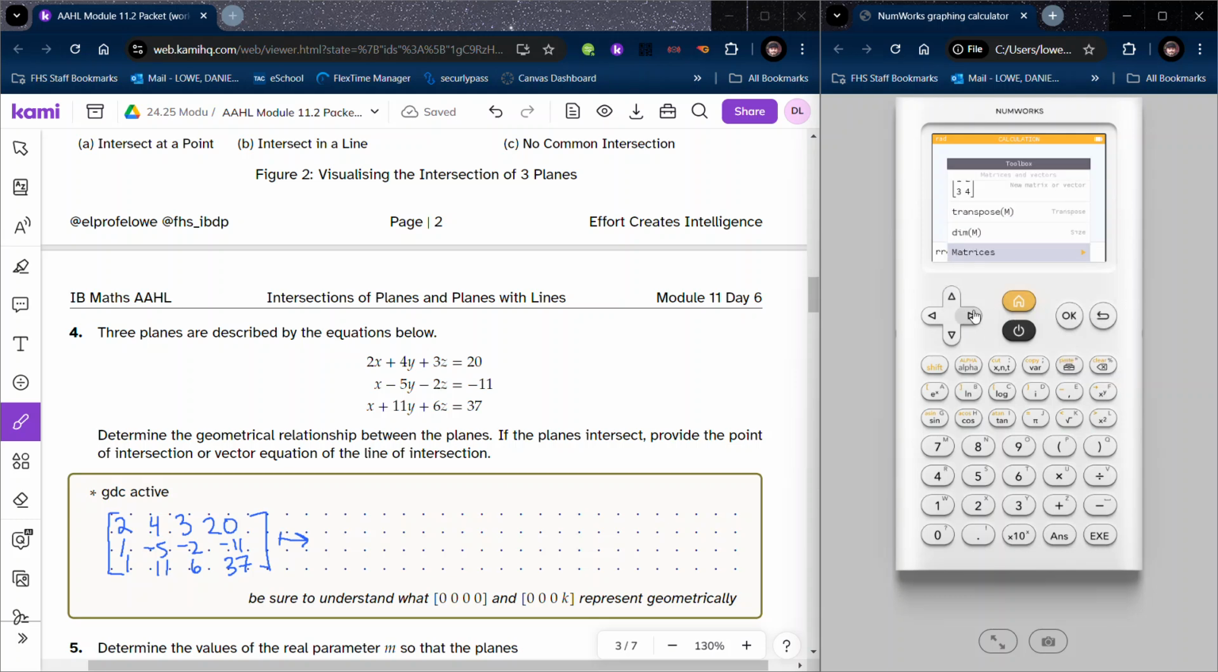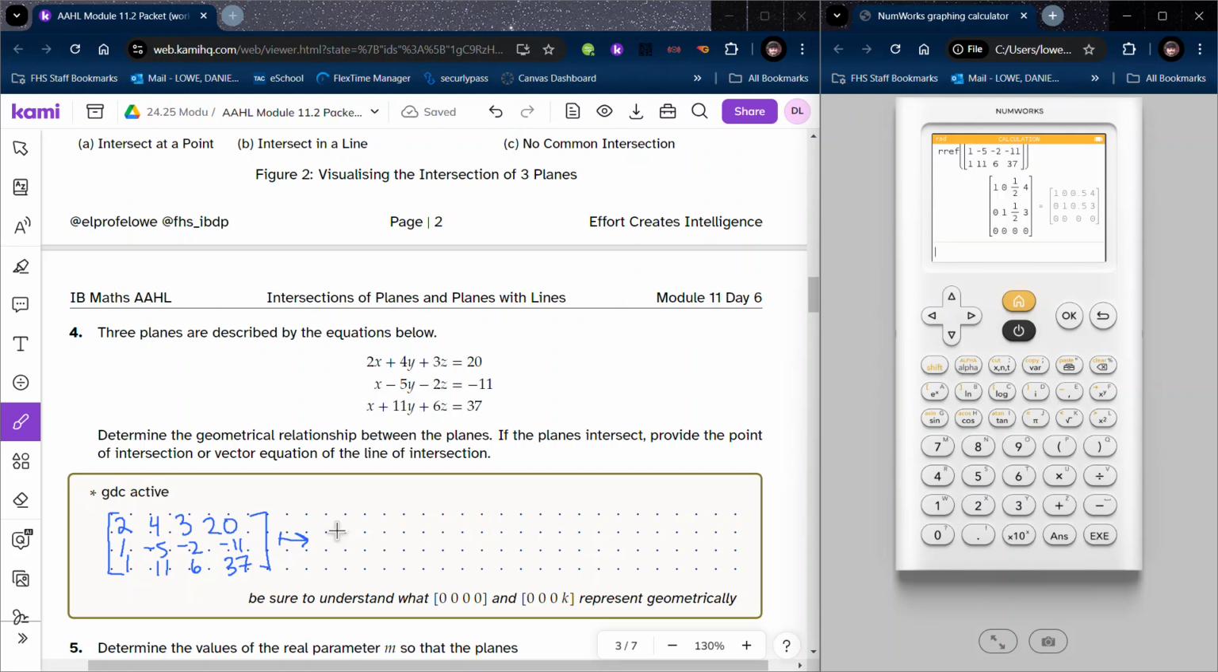Back to my toolbox, and let's enter in this matrix of coefficients. So we have 2, 4, 3, and 20. All right. Then we have 1, -5, -2, and -11. And then we have 1, 11, 6, and 37.